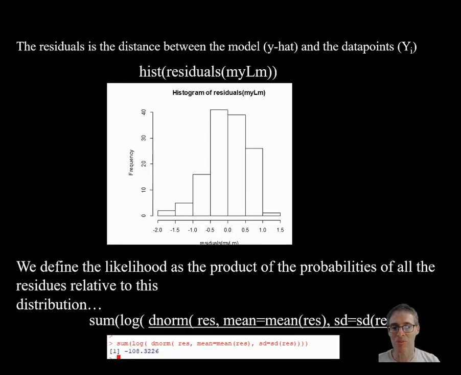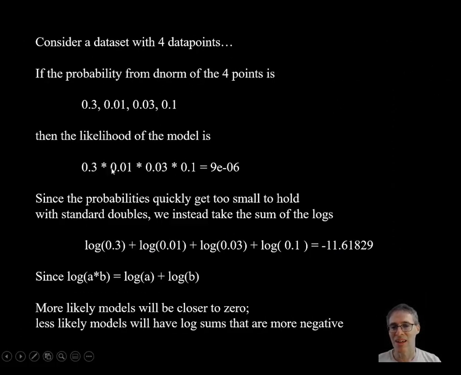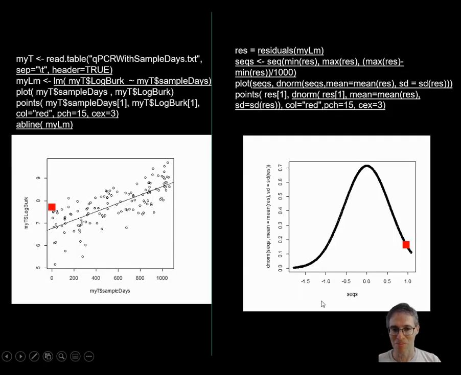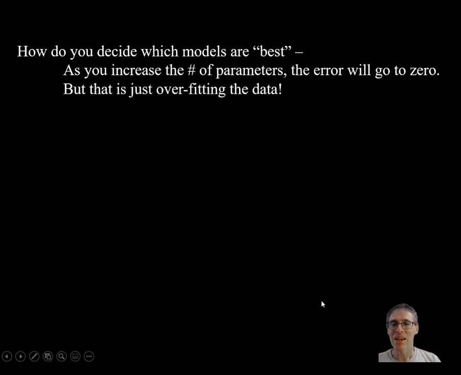And again, the maximum likelihood fit is just the fit that gives you the most probable numbers here. So when you smush them all together, you get the probability that's closer to 1, or the sum log probability that's closer to 0. Okay. So that leads to this question now that we've defined the likelihood: how do you decide which models are the best?